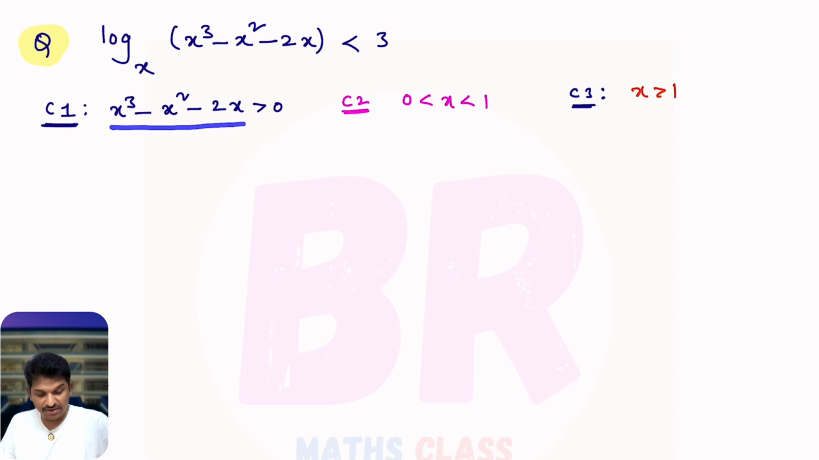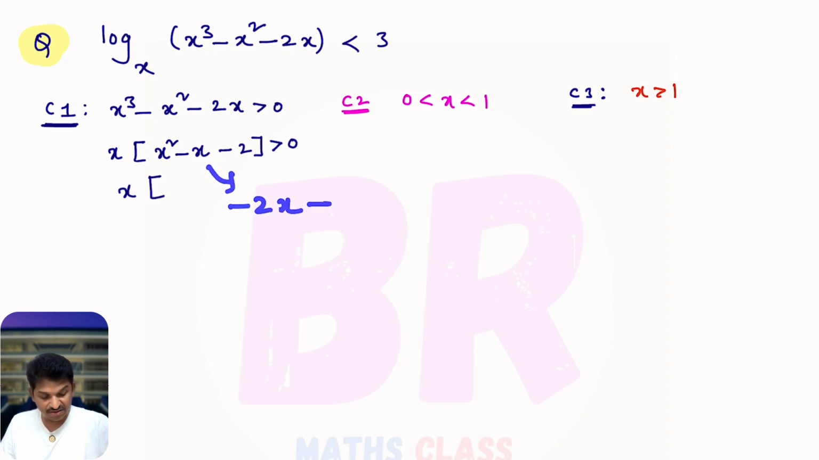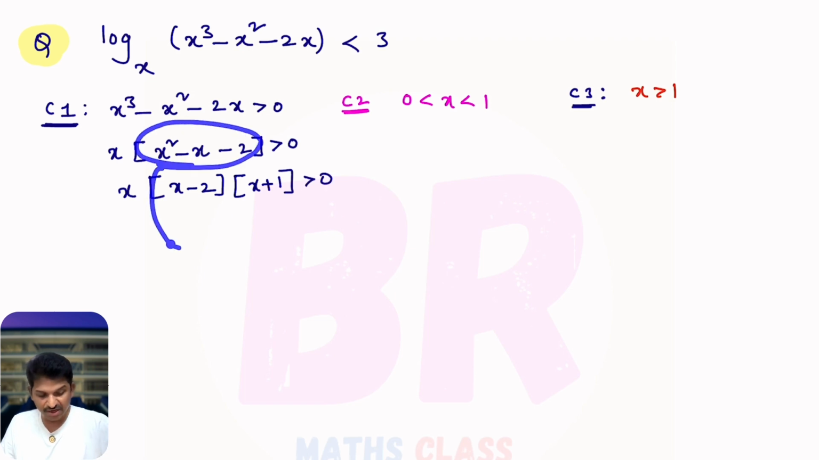Okay. Solve this inequality. You take x common. What will you get? You will get this. Now split the middle term. This can be written as minus 2x plus x. So this can be written as x into x minus 2 into x plus 1 greater than 0. Just split the middle term, you will get this part.